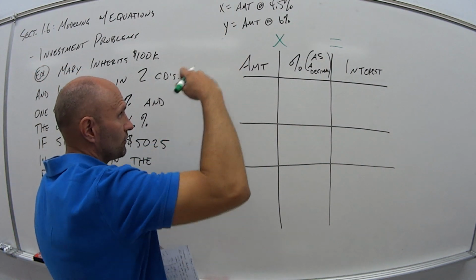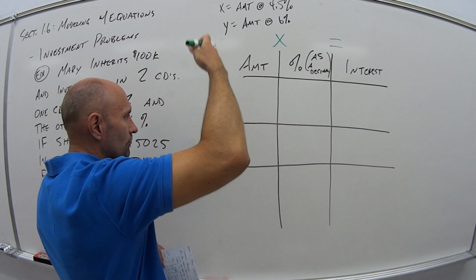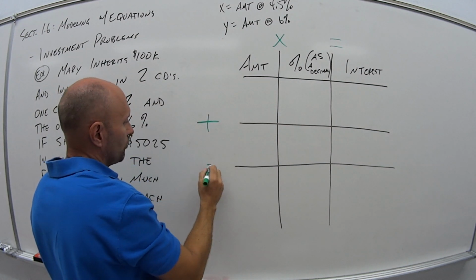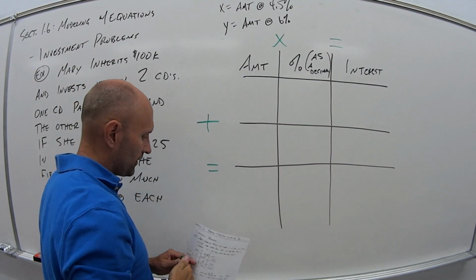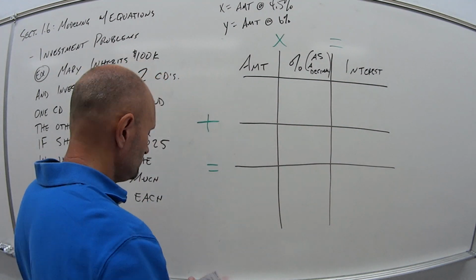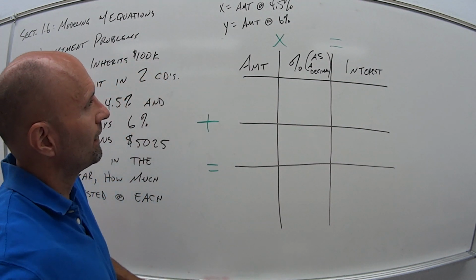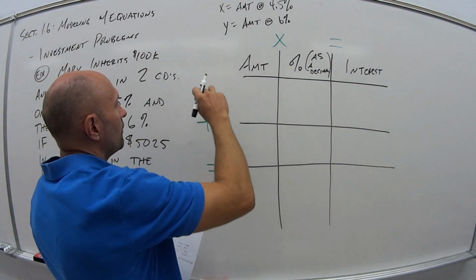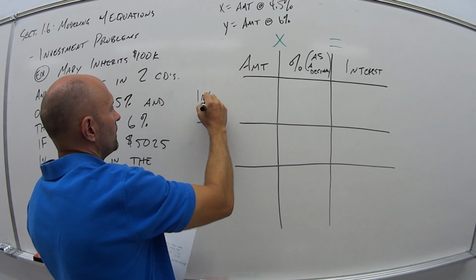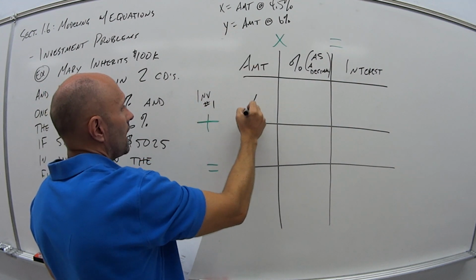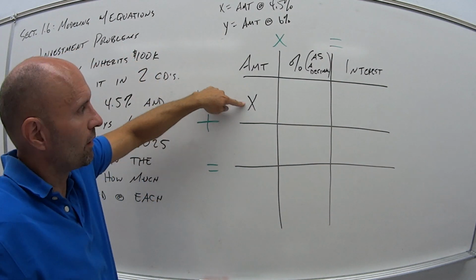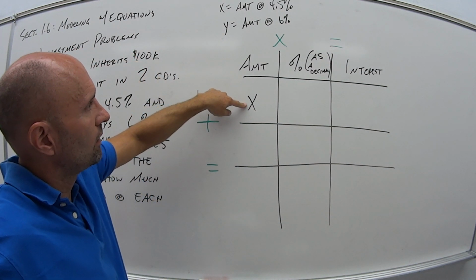And then vertically, so that's our horizontal movement. Vertically, it's plus. So this guy plus this one should equal what's at the bottom. So let's start filling this in for this problem. Our first investment, let's call it investment number 1, is how much we're investing in 4.5%. I don't know. That's one of the things I'm trying to figure out.